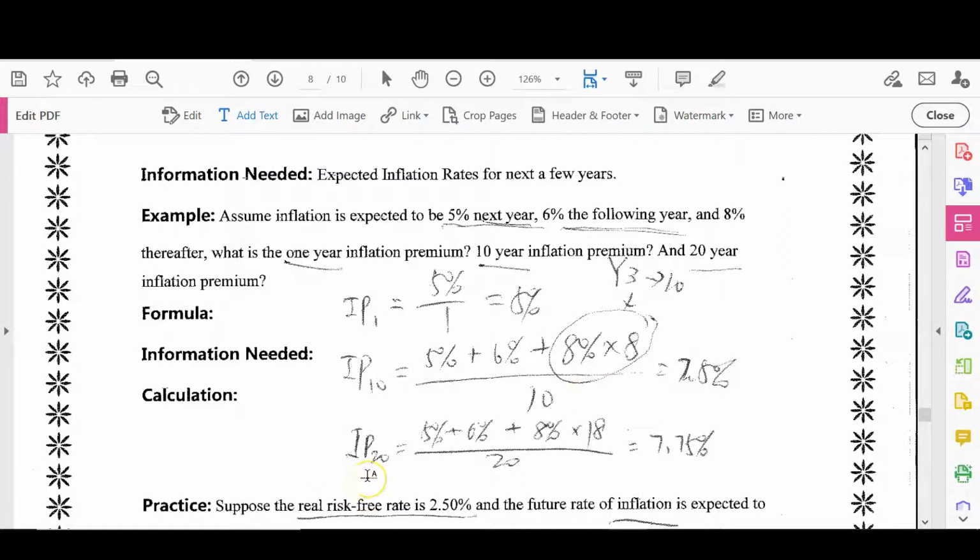For the inflation premium for 20 years, we use 5% plus 6%, the inflation rates for the first and second year. Then from the third year to the 20th year, we add 8% for 18 times, so we use 8% multiplied by 18. Then we divide by 20 years. So the average inflation rate, or inflation premium, for 20 years is 7.75%. This is how we calculate inflation premium for 1 year, 10 years, and 20 years: we add up all the inflation rates for each year and divide by n.